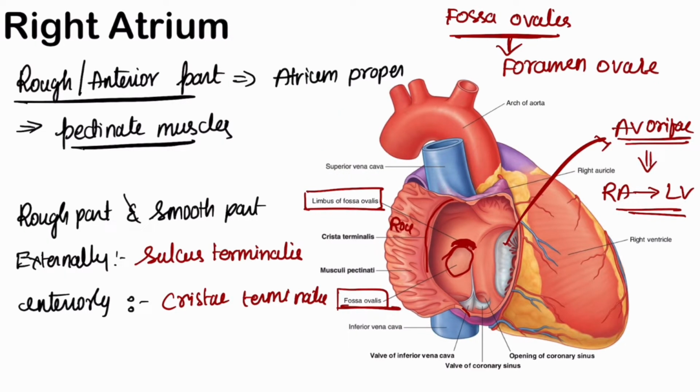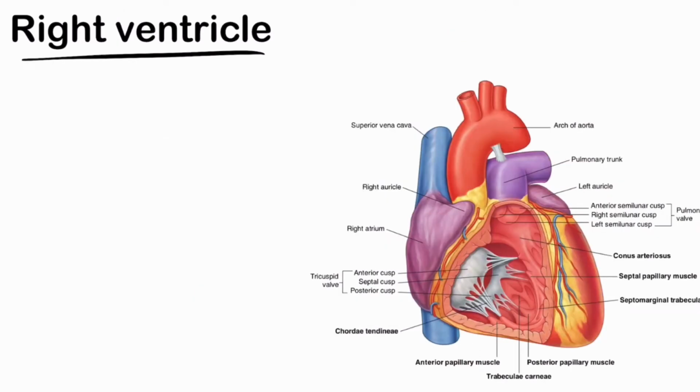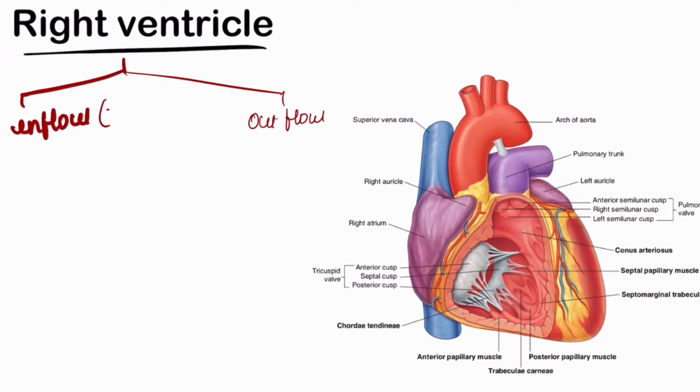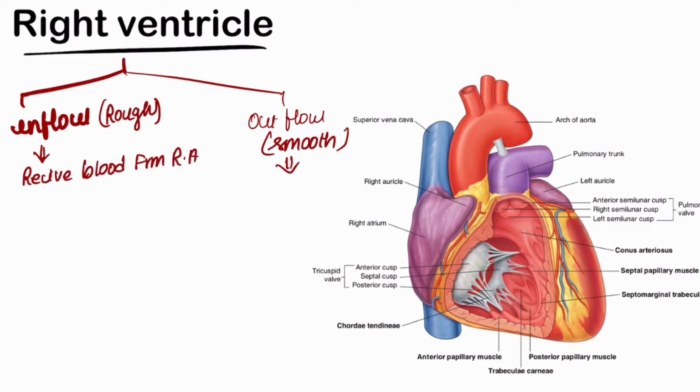Now let us discuss the right ventricle. Right ventricle has two parts, that is the inflow part and the outflow part. Inflow part is the rough part and the outflow part is the smooth part. Inflow part is where it receives the blood from the right atrium. Outflow part is where it sends blood to the pulmonary trunk.